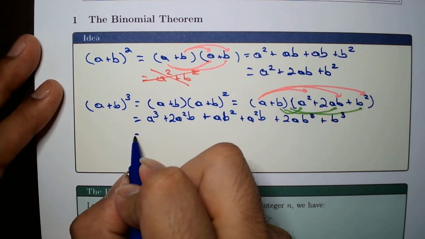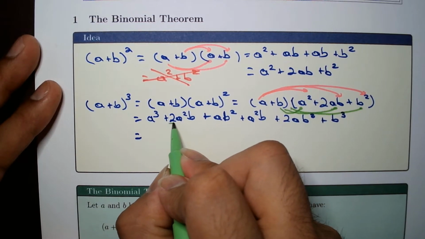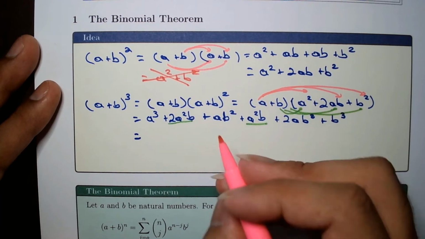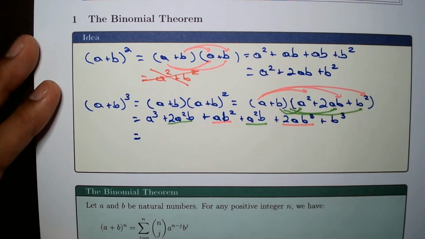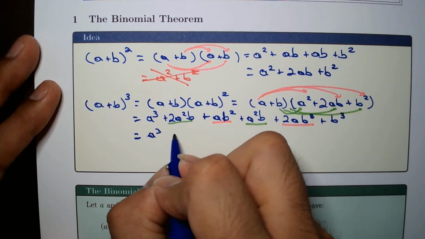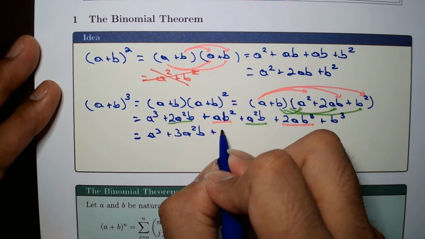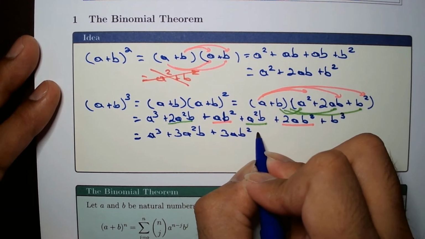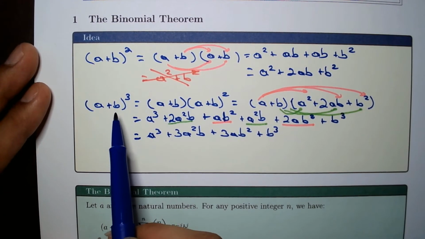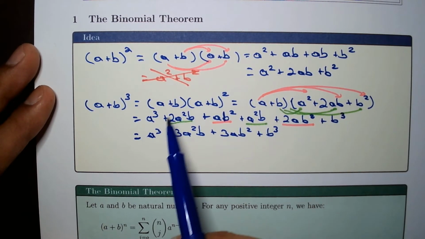And then from here, what do we do? Well, combine like terms, like this one with that one, and these two are also like terms. So what we get in the end is a cubed plus 3a squared b plus 3ab squared plus b cubed. For raising a binomial to the third power, look at the amount it took.